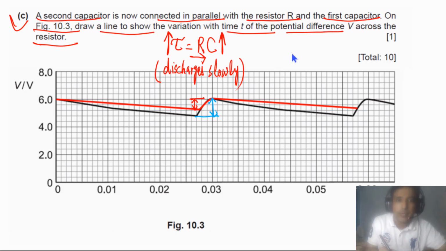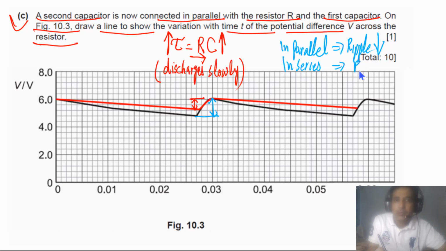So let me write down here, this point is very important. If two capacitors are connected in parallel, the ripple decreases, the variation in PD decreases. If in series, the ripple, the variation in PD, will increase. So next time they can ask you about this one.